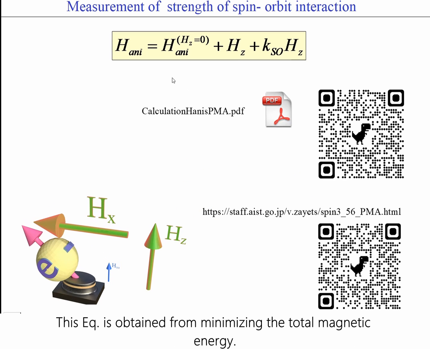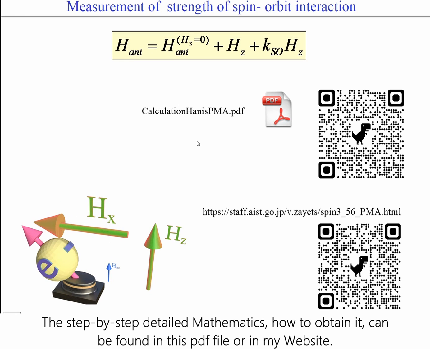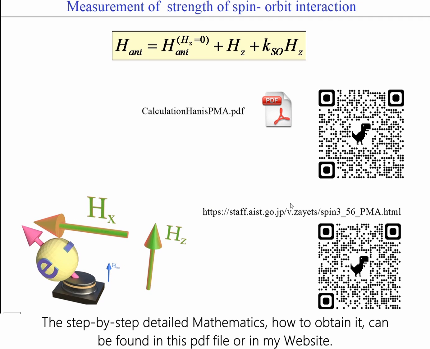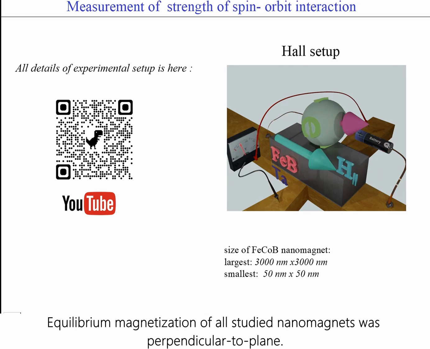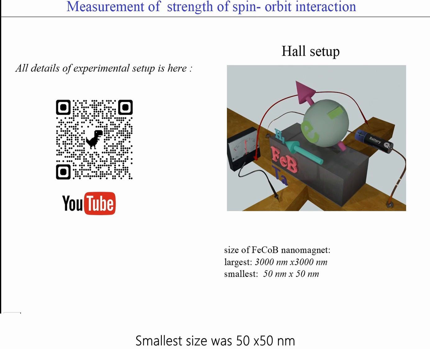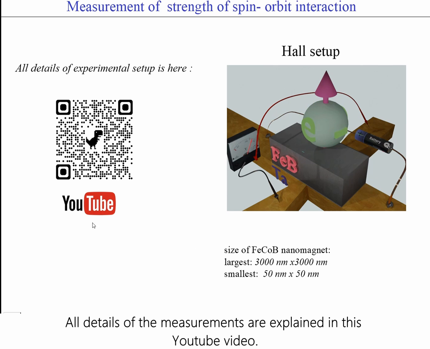This equation is obtained from minimizing the total magnetic energy. The step-by-step detailed mathematics of how to obtain it can be found in this PDF file or on my website. We use a Hall setup to measure magnetization angle in iron cobalt boron nanomagnet. Equilibrium magnetization of all studied nanomagnets was perpendicular to plane. Nanomagnets of different thickness, composition, and size are measured. Smallest size was 50 by 50 nanometers. Largest size was 3 micrometers by 3 micrometers. All details of the measurement are explained in this YouTube video.